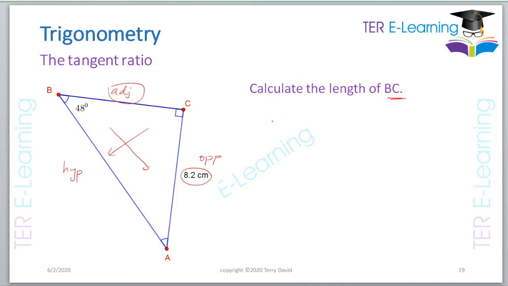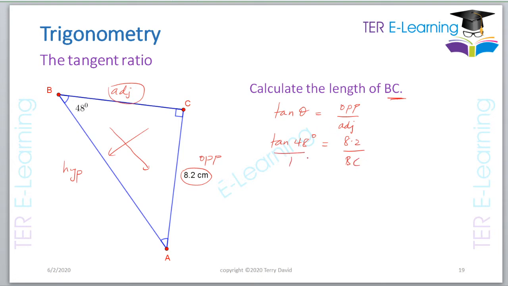So if we have opposite and adjacent, we know we have to use tan. So tan theta is equal to opposite over adjacent. Right? So therefore tan 48 degrees is opposite, which is 8.2, divided by adjacent, which we don't know, which is BC.